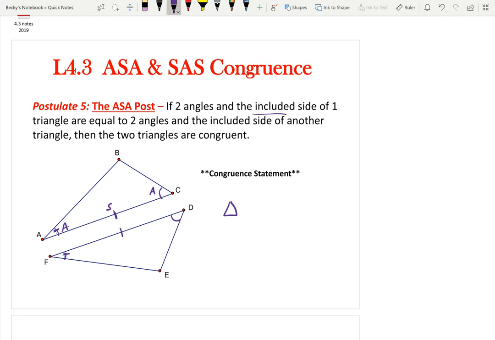Now, when you do the first triangle, you can put them in any order. I can say ABC, CBA, BAC. The order doesn't matter. You get to choose that. And I'm just going to do ABC. Now, the order of the second triangle does matter. So it's all dependent on the first triangle.